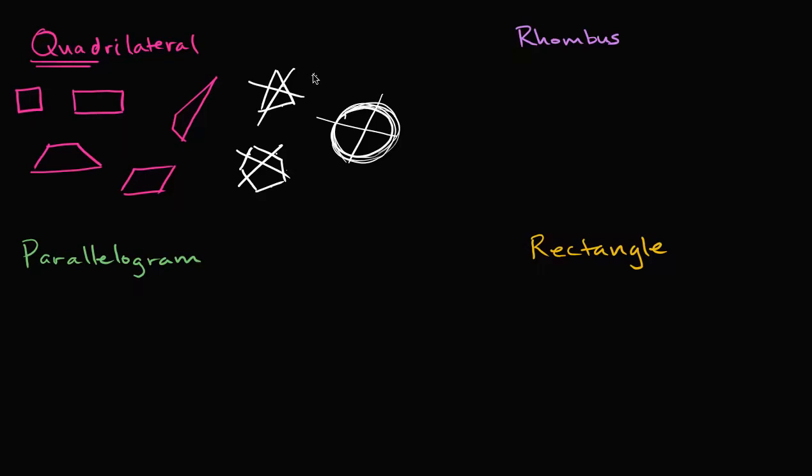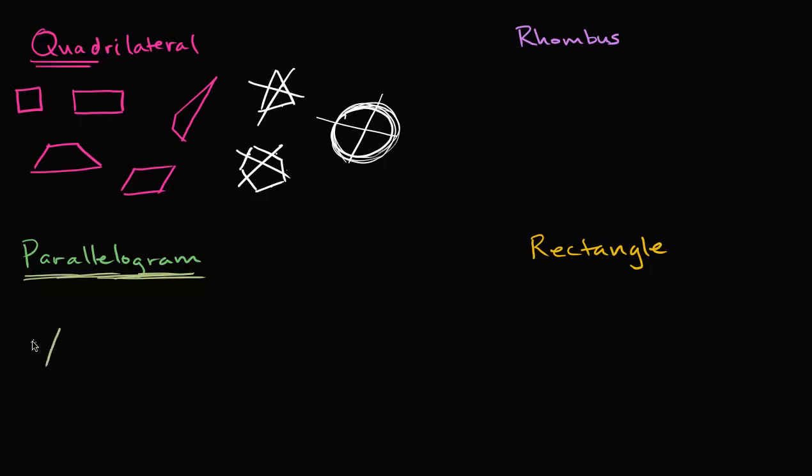So now let's think about the different types of quadrilaterals, or the different categories of quadrilaterals. So one is the parallelogram. So a parallelogram is a quadrilateral, and as we learn more math, we'll learn other ways of thinking about this. It's a quadrilateral where opposite sides are parallel, and parallel is just another way of saying that they're going in the same direction. So what do I mean by that?